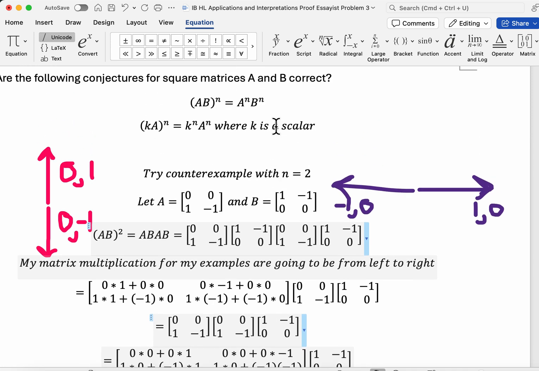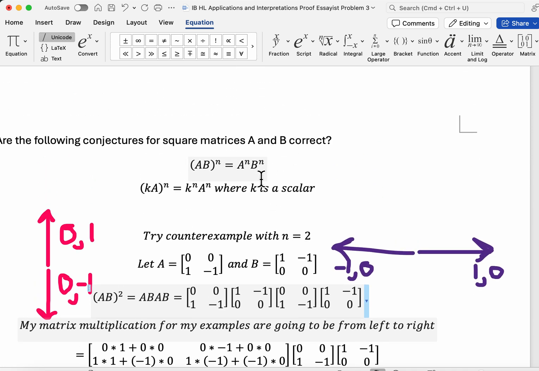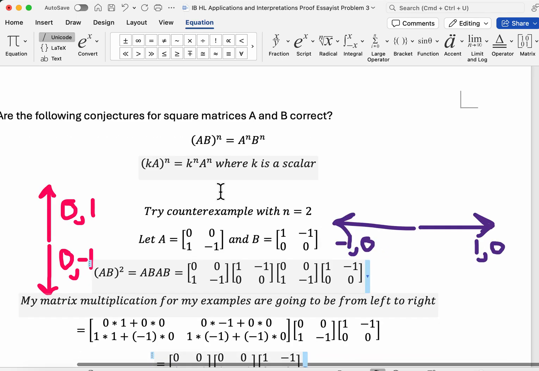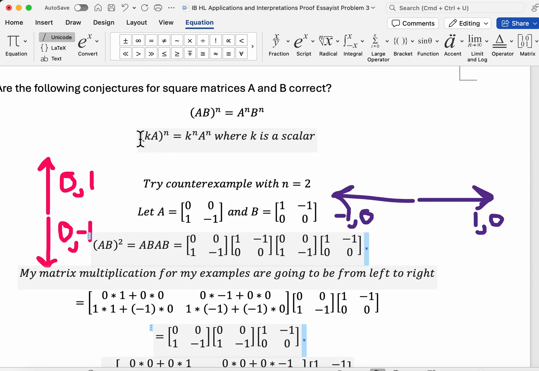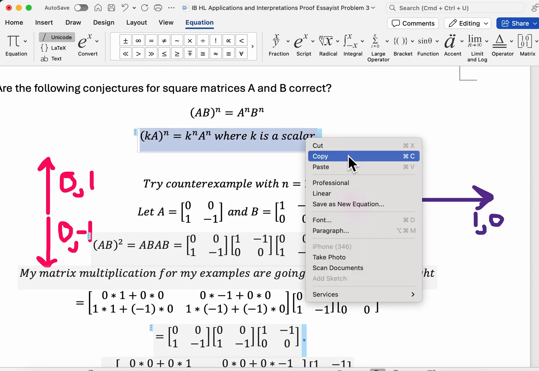Okay, now the stuff that I'm more comfortable with, proving the second conjecture, which is completely fine because scalar multiplication is both associative and commutative. And this we can prove since n is a counting number. We prove this by induction, so let's see here. Let's take this, copy the statement over here.